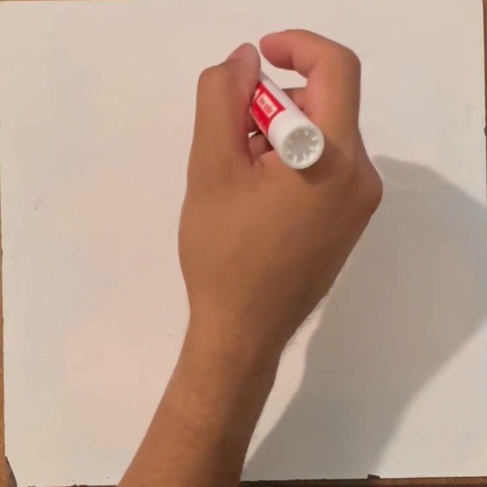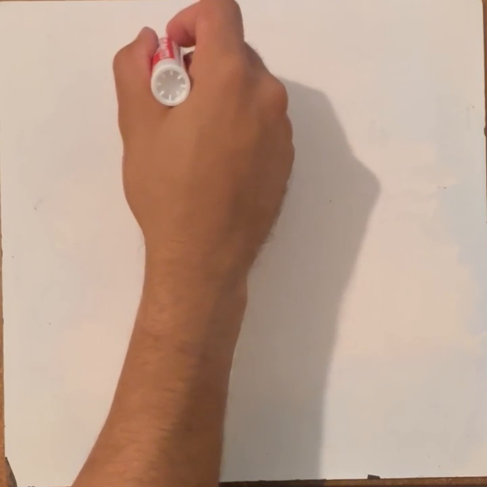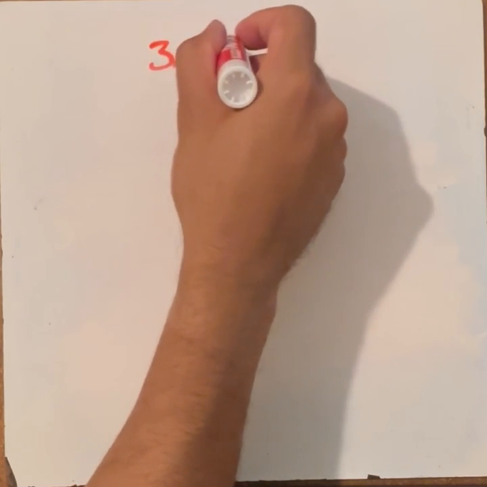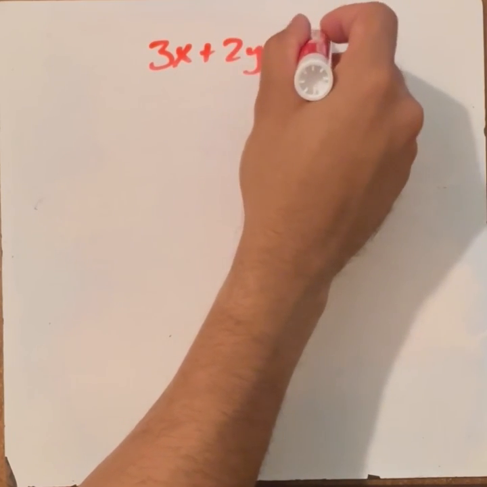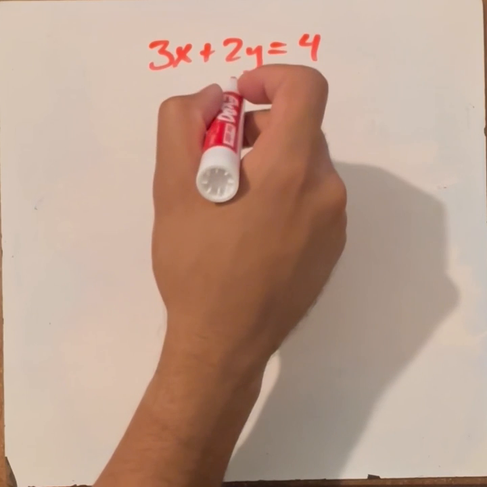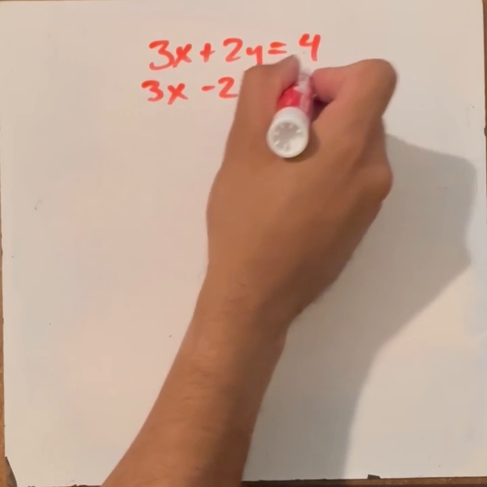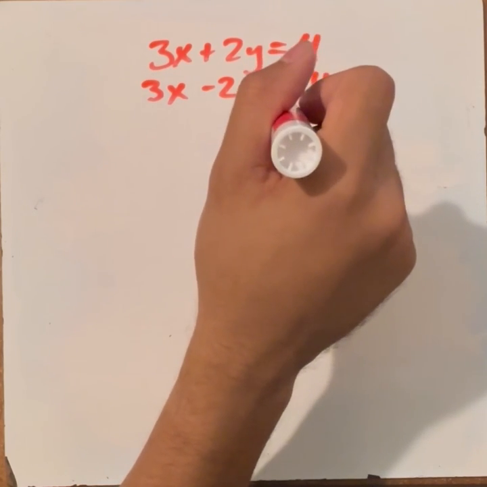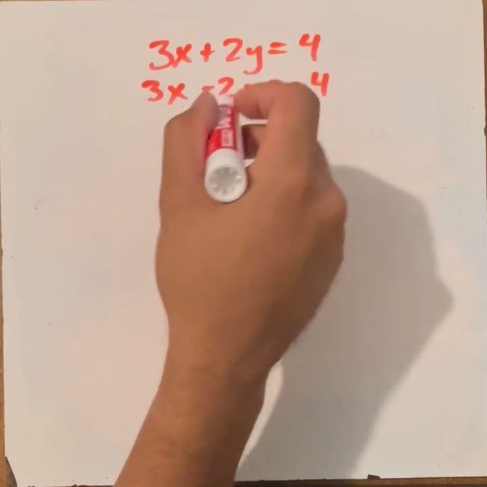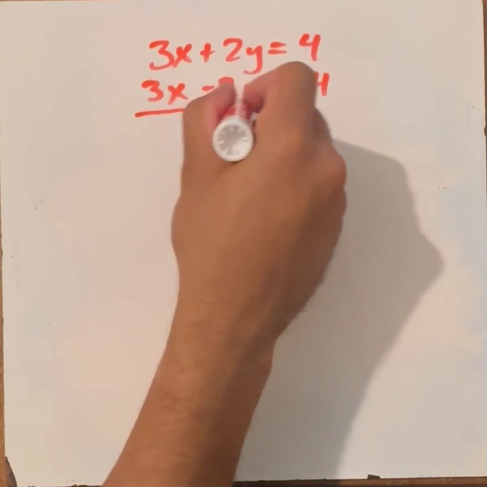Let's go and take a look at this lesson on solving systems of equations by elimination. So when we're given two equations, such as 3x plus 2y equals 4 and 3x minus 2y equals negative 4, when we can eliminate some letter, some variable, we can just combine them.